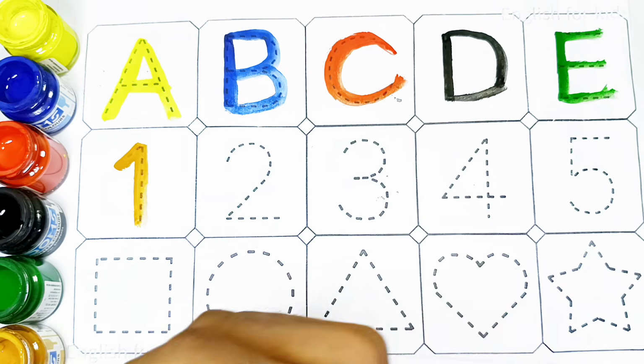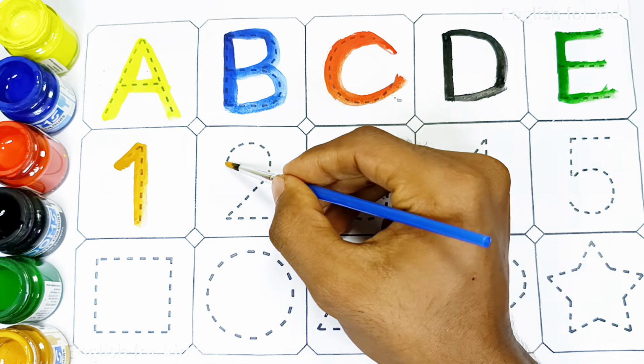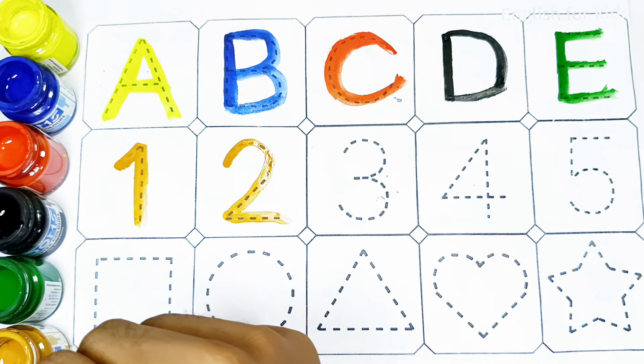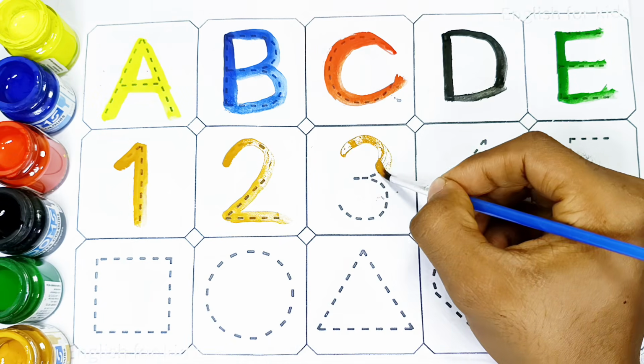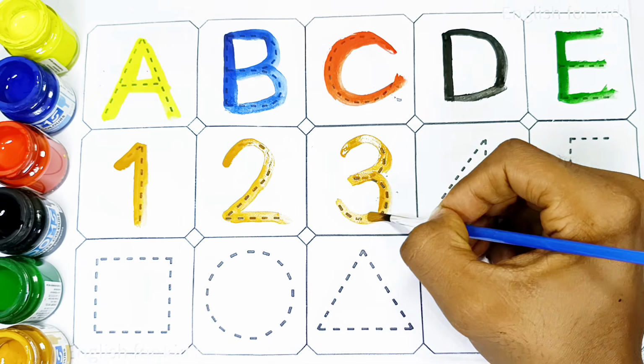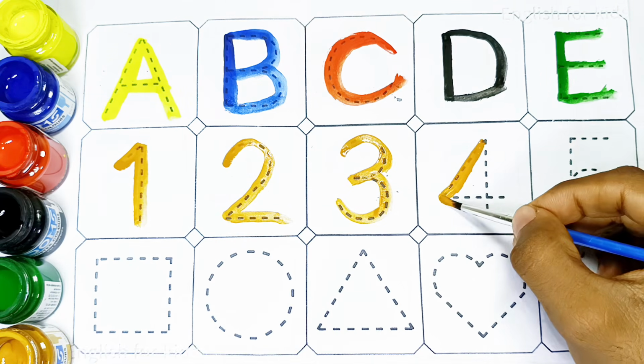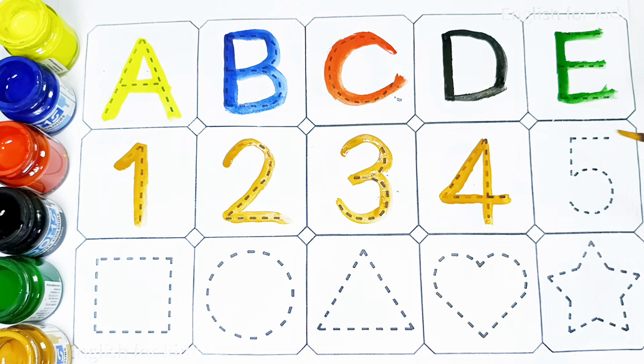1, O-N-E, 1. 2, T-W-O, 2. 3, T-H-R-E-E, 3. 4, F-O-U-R, 4. 5, F-I-V-E, 5. Kids, now you draw shapes.